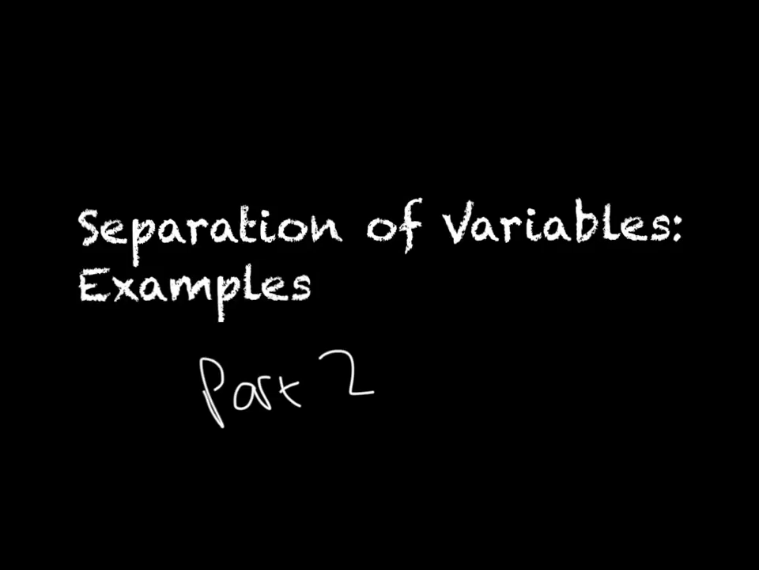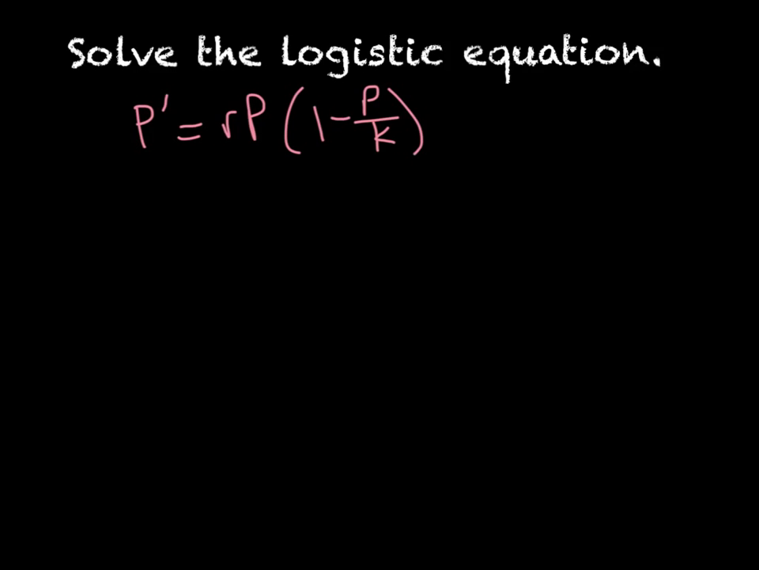This video will be the second portion of examples about separation of variables. Solve the logistic equation. So we want to figure out what P is in explicit terms with t. Okay, we always start by replacing P prime with dP/dt.